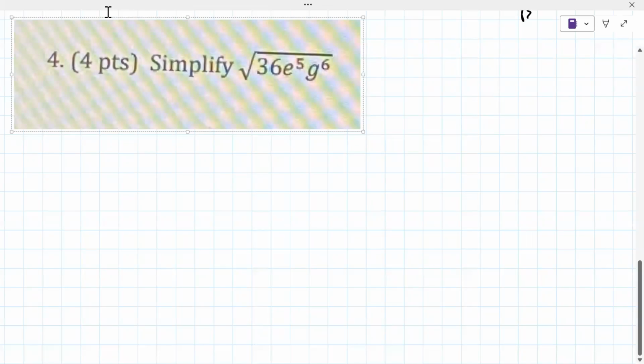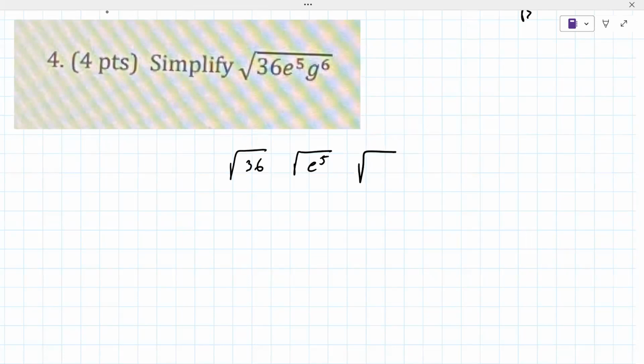All right. So new problem here, simplify square root of 36 x e to the 5th g to the 6th. So there's actually 3 problems in one. It's the square root of 36, it's the square root of e to the 5th, and it's the square root of g to the 6th. Do you know any of those values?